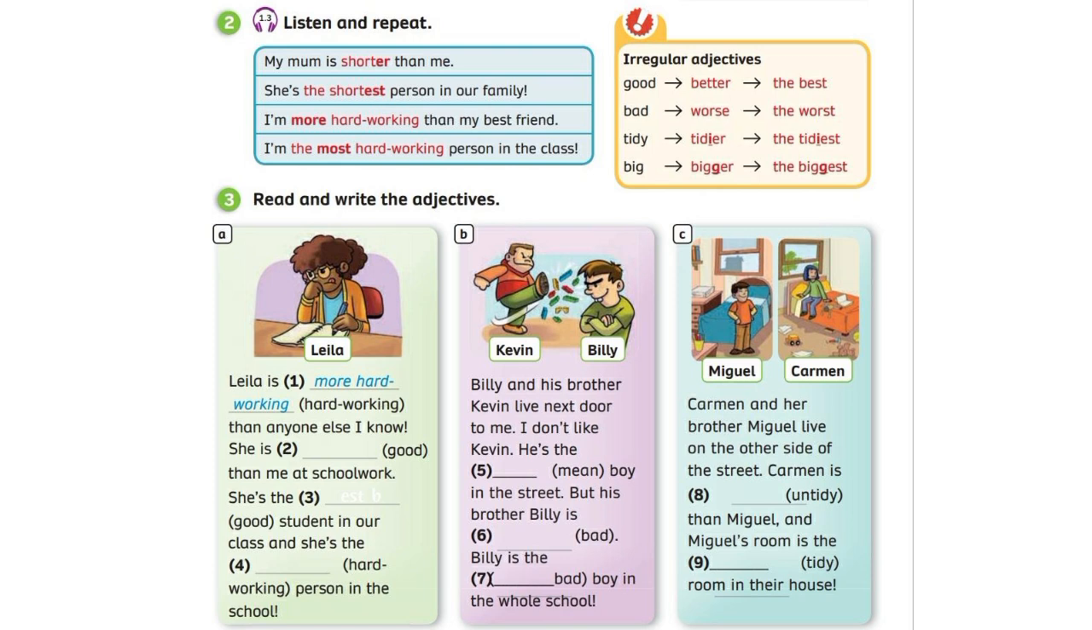Finally, in the third text about Carmen and Miguel, blank 8 becomes more untidy because we see the word than comparing the two siblings, and blank 9 becomes the tidiest because we change the y to i and add -est to show that Miguel's room is the cleanest one in the entire house.